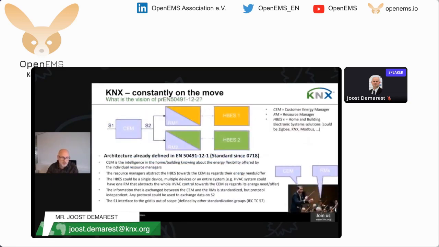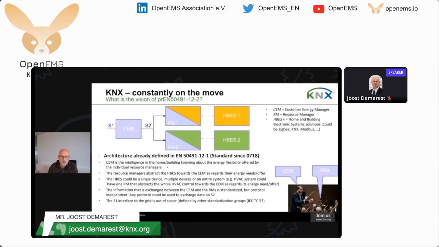I already told in the beginning when showing you the agenda of my presentation that there is a new standard being made at this point in time. This is the prEN 50491-12-2. Actually, the architecture of this standard, which deals with energy management, is laid down in part 1. So 12-1 is the architecture, 12-2 is the actual standard. So the system architecture was already made a standard in 2018. And I have tried to explain this architecture by means of this small picture.